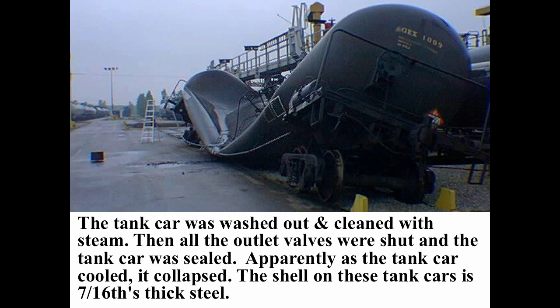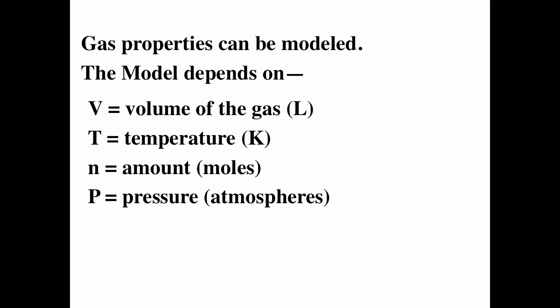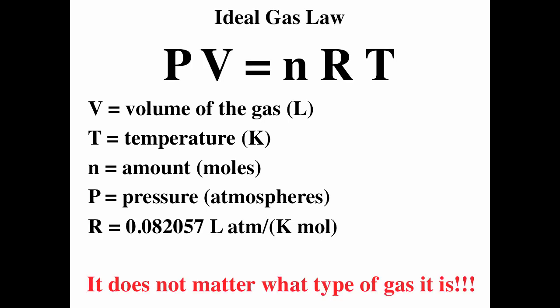So we can actually characterize gases by volume, temperature, number of moles, and pressure, and we can model it using what's referred to as the ideal gas law, PV equals nRT. And so pressure times volume equals number of moles times the gas constant times temperature. Now, it's very important that you remember that we always want to put the temperature in Kelvin, the volume in liters. n is the number of moles of the gas.